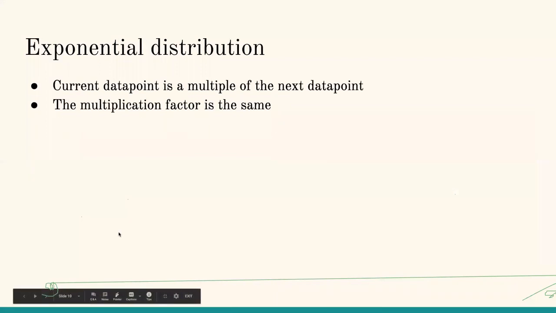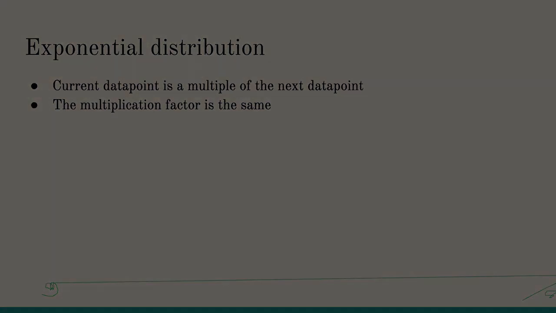And lastly, exponential distribution. In exponential distribution, your current data point is a multiple of the next data point. Or let's put it this way, the next data point is a multiple of the current data point. And in an exponential distribution, the multiplication factor will be the same. That sounds like a mouthful, but look at this.